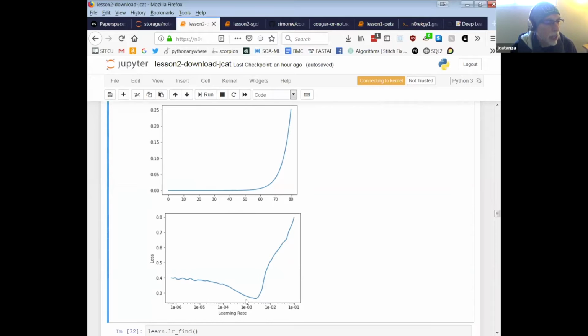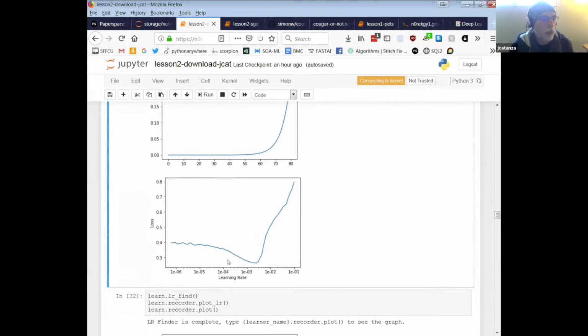Anyway, so here's the sweet spot, around 10 to the minus 3. One of the things that Jeremy says is that 3 times 10 to the minus 3 seems to be ideal. It seems to always more or less work as a first cut, as a first guess.